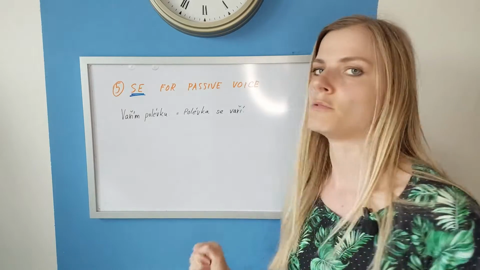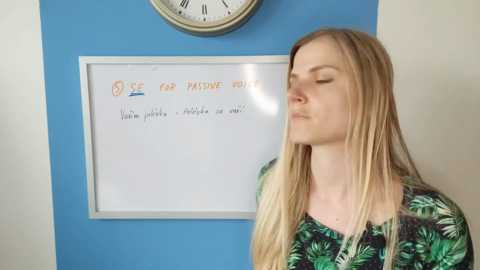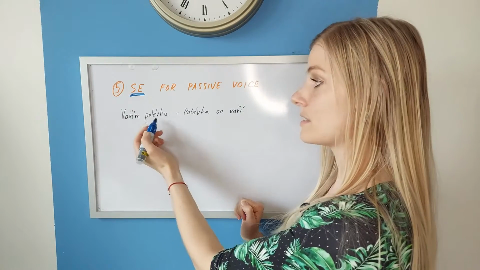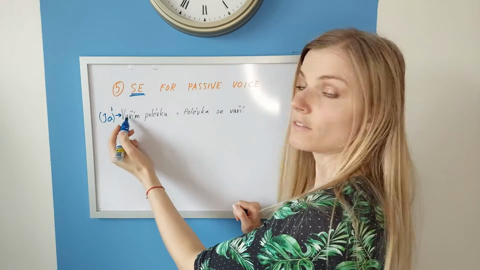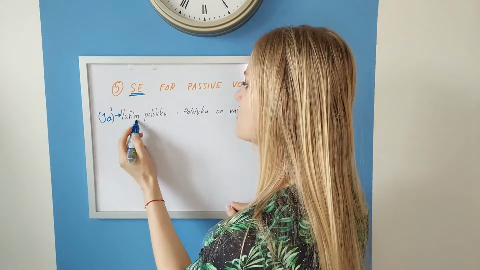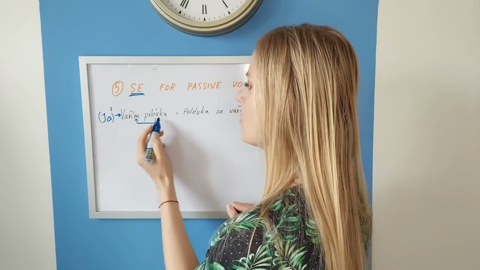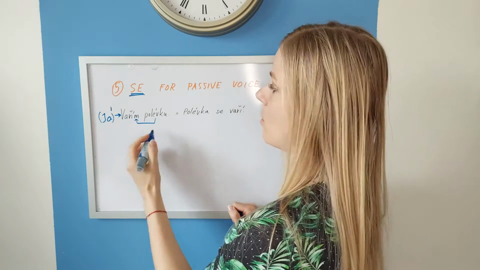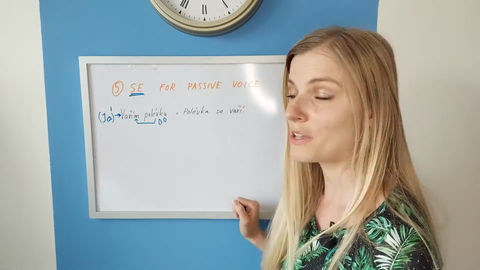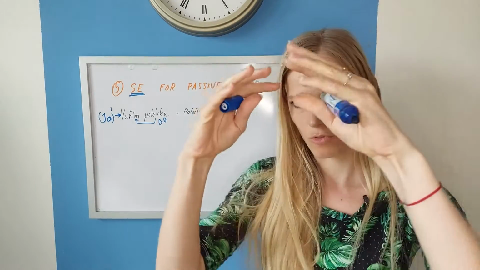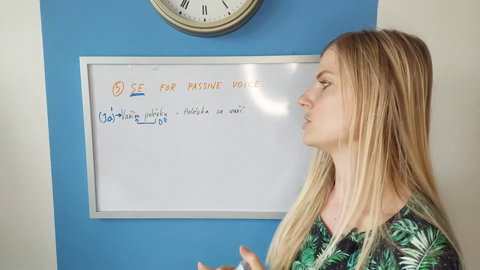I'll give you an example. Vařím polévku. I'm cooking a soup. So the subject of this sentence is já. I am cooking the soup. Já vařím and I am cooking soup, polévku. This is an object, the direct object, and it is an accusative case. I am cooking soup. Soup is my object.